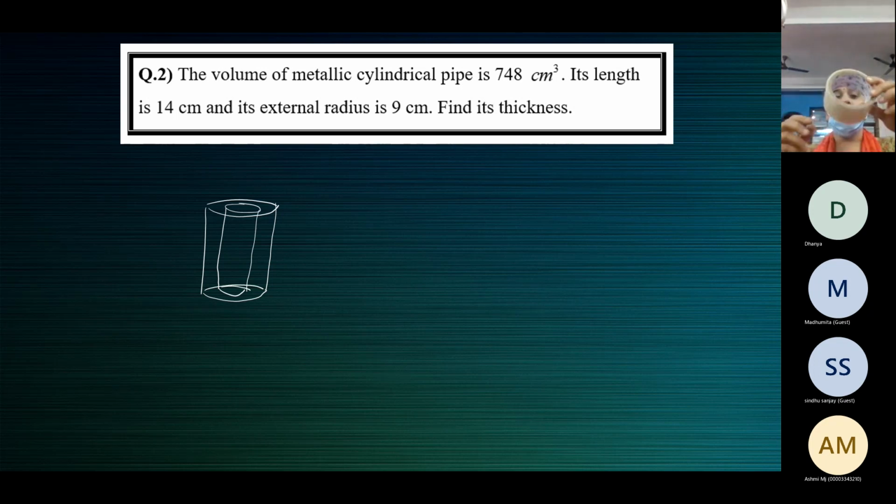See here, a hollow pipe is something like this. This is a hollow pipe or a hollow cylinder. Why is it hollow? Because I can see the ends are open. The circular ends are open, so it's hollow.